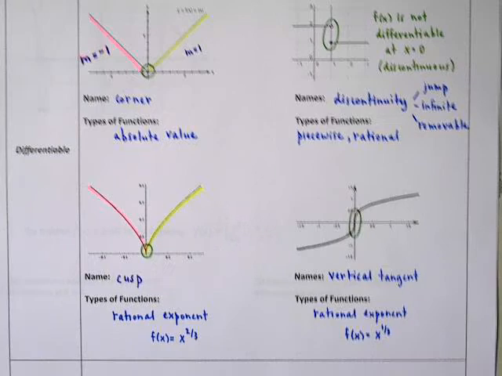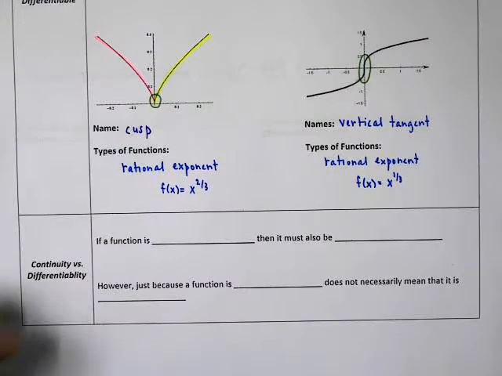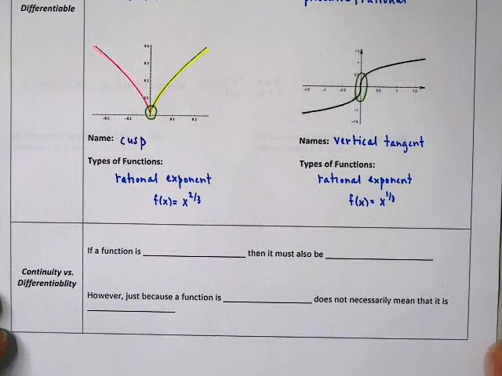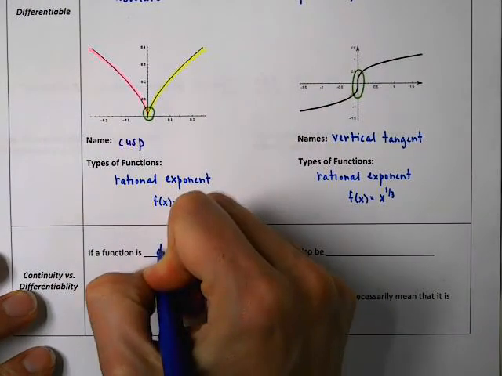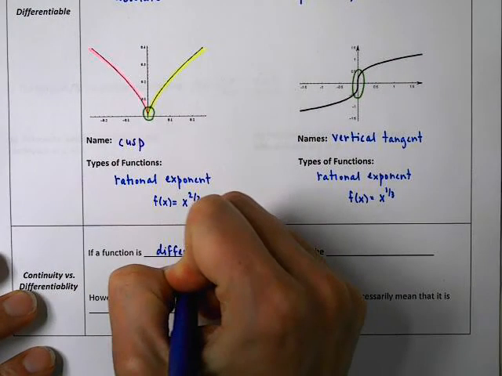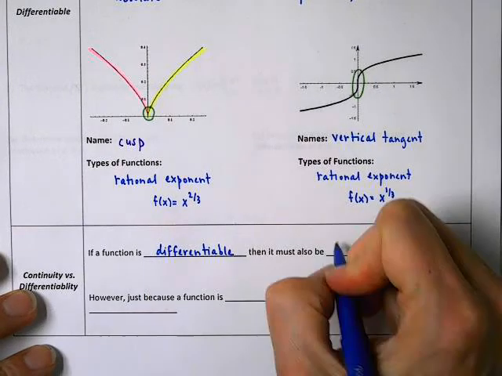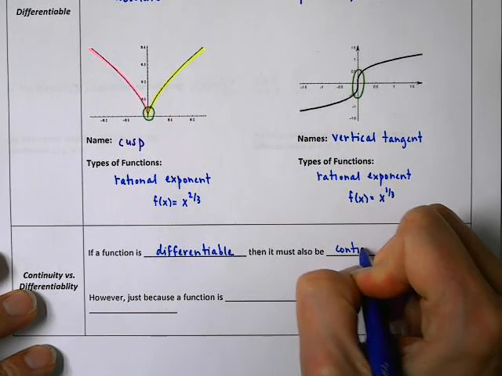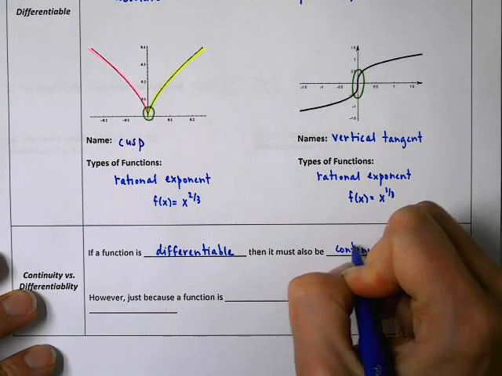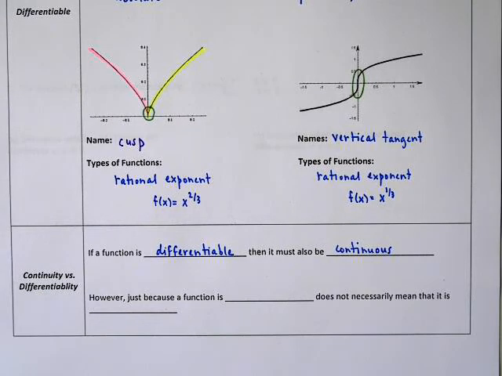So we've already been talking about this idea of continuity, and here's one of the big ideas. If a function is differentiable, then it must also be continuous. So as soon as you know a function is differentiable, you also know it's continuous.